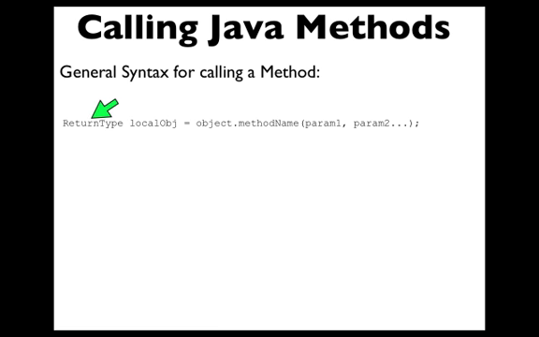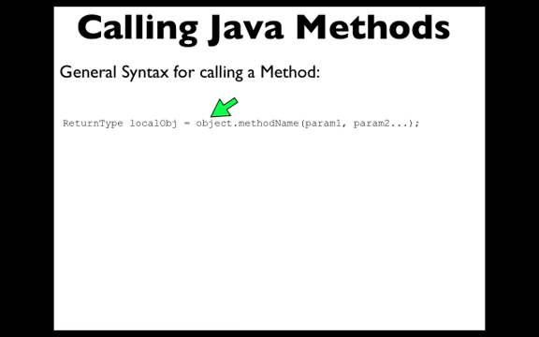In this assignment statement, we're declaring a local variable or object that is of the return type. This is what's going to hold on to the results of the method call. On the right side of the equal sign, we have the expression that's going to be evaluated and then assigned to that local object.